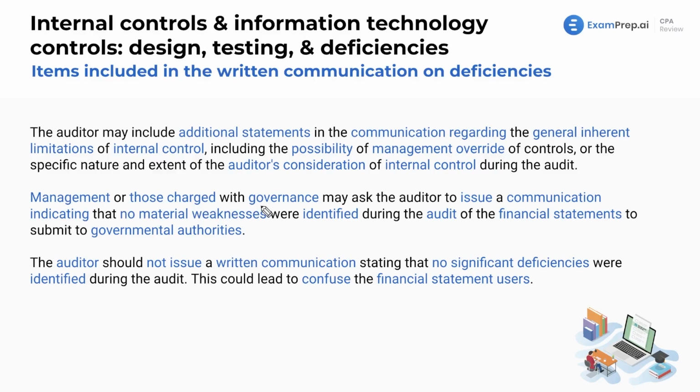Management or those charged with governance may ask the auditor to issue a communication indicating that no material weaknesses were identified during the audit of the financial statements to submit to governmental authorities. Just different points to know. You might see this as multiple choice questions.